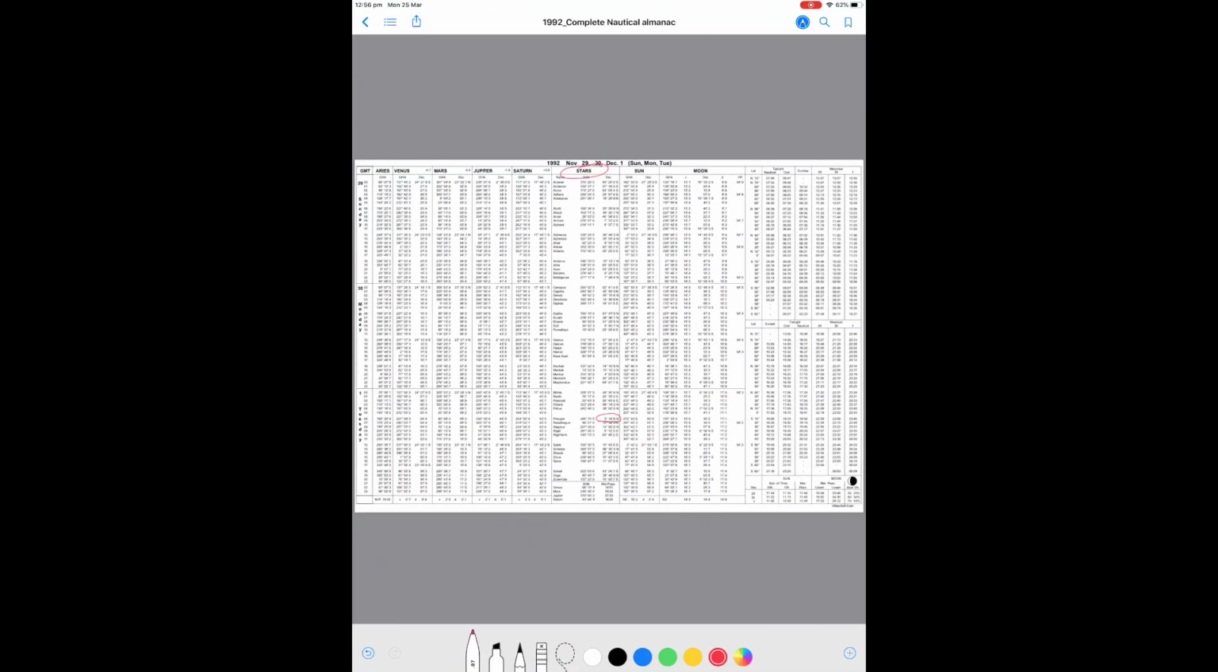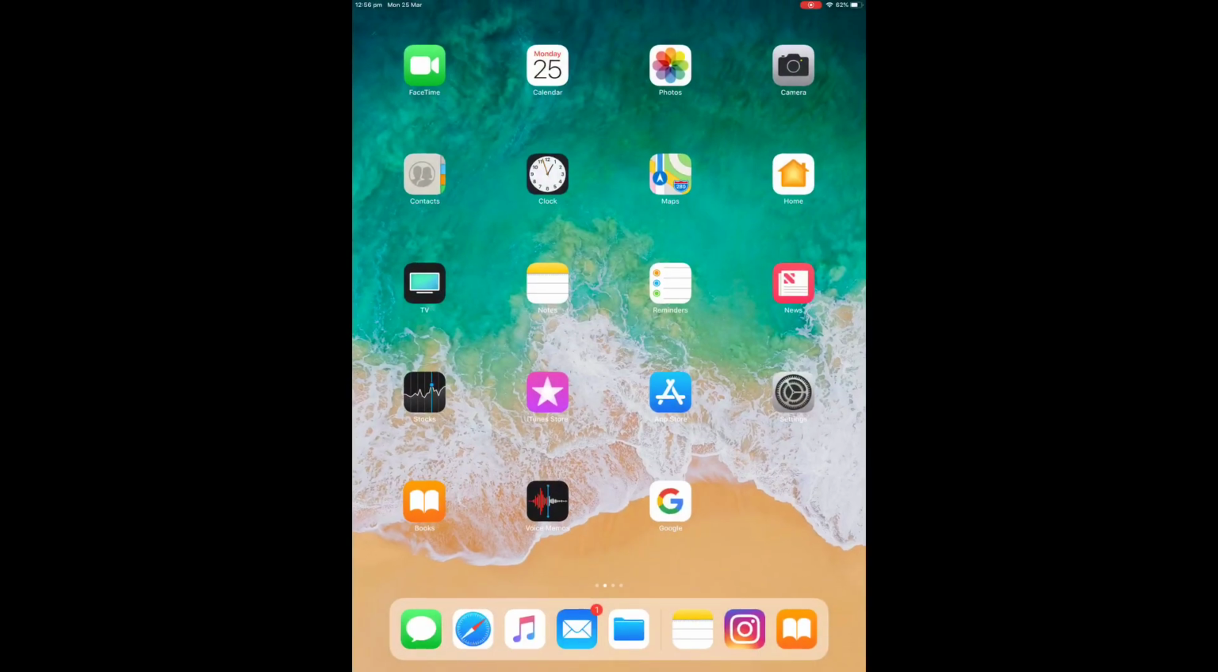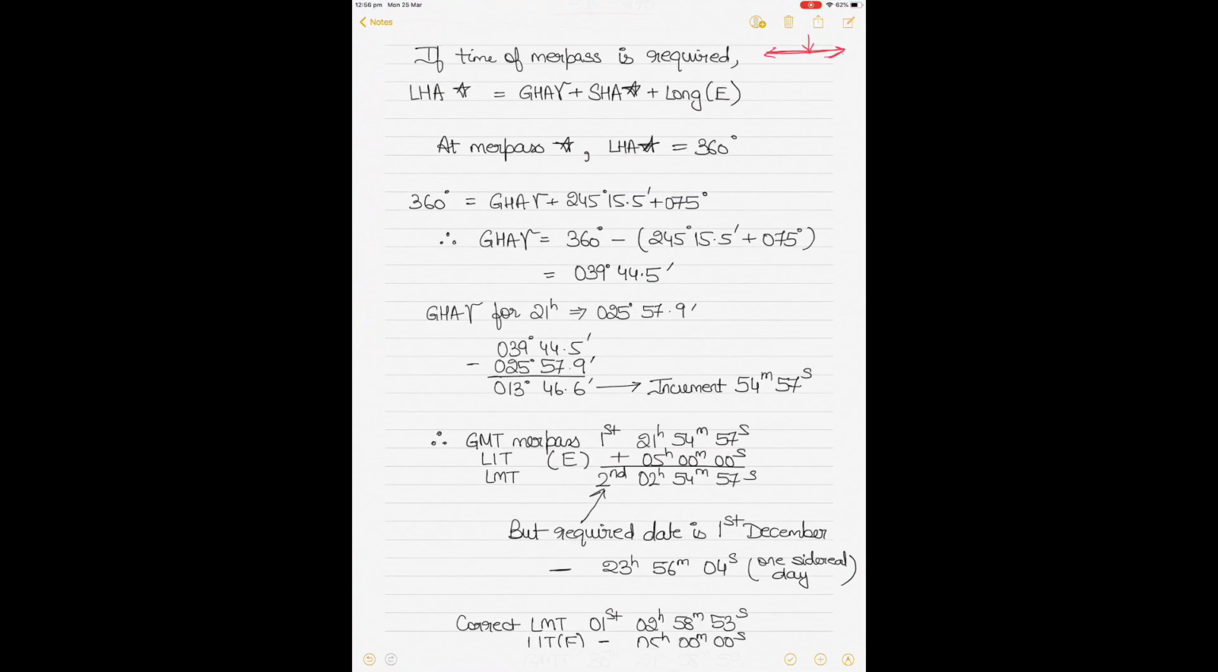So if you go back into the almanac, you can see here that the Meridian Passage of the sun is given to you here for the different dates. This is the LMT, local mean time, and then you can apply the LIT, or longitudinal time correction, and get your GMT. Alright, even for planets the approximate time is given here, but with stars there is no time given for Meridian Passage. So what do you do? So you basically work backwards.